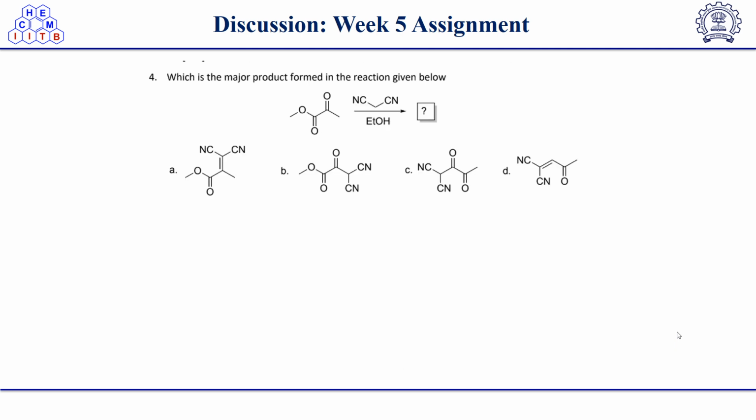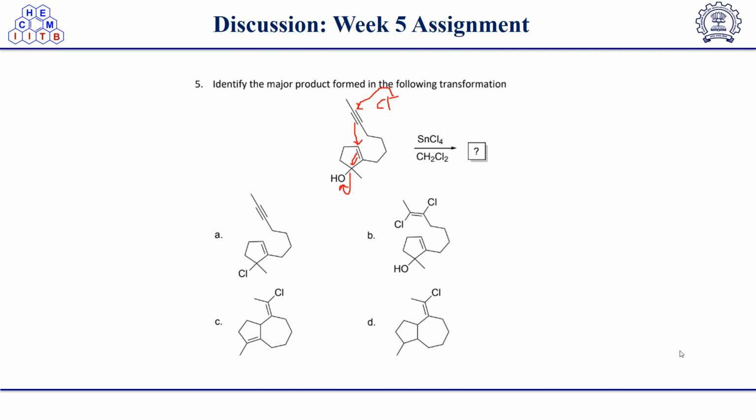And in the next step, we saw how this nitrile compound is getting attacked at this ketone carbonyl carbon to form the corresponding product, followed by dehydration, option A. Then we saw how this SnCl4 is helping this ring closure and dehydroxylation to give the corresponding product, option C, as the major product.